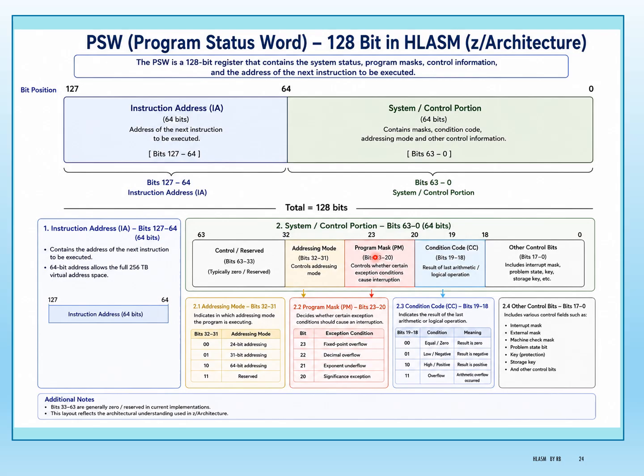Then there is an addressing mode, bits 31 and 32. If it is 0, 0, that means the program is running in 24-bit addressing mode. If it is 0, 1, it is 31-bit, and 1, 0 is 64-bit. If you have done any COBOL programming, you would have done A mode and R mode. Basically, this is nothing but the A mode. Not many times do we use it in our programming, but it is nice to know that there is a way the same program can be run maybe in 24-bit or maybe even 31-bit.